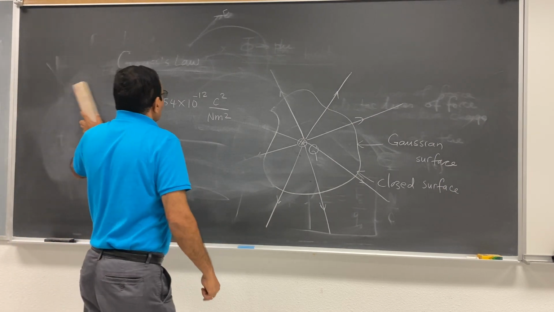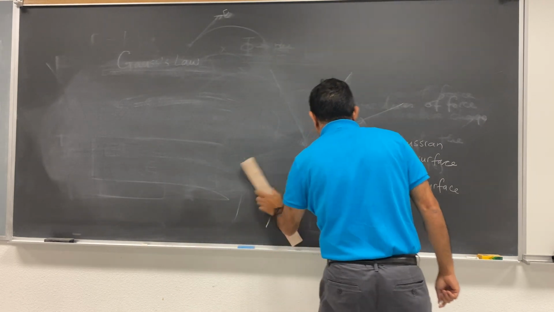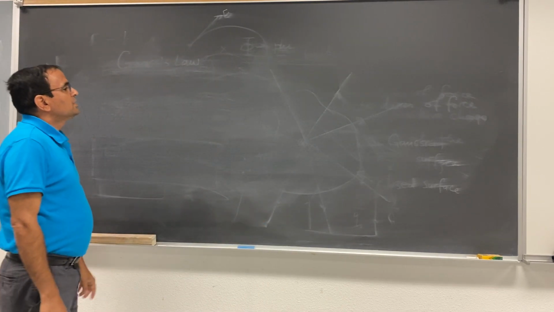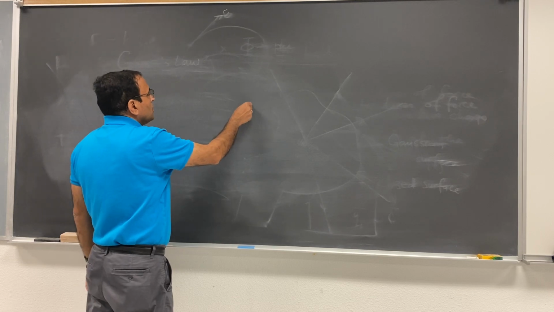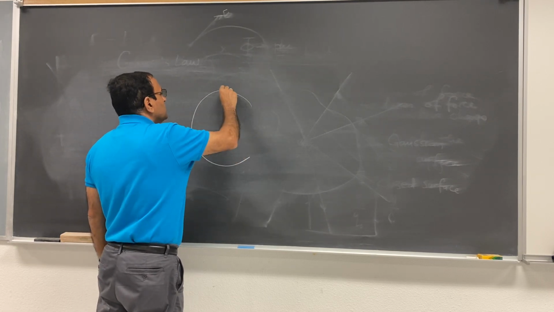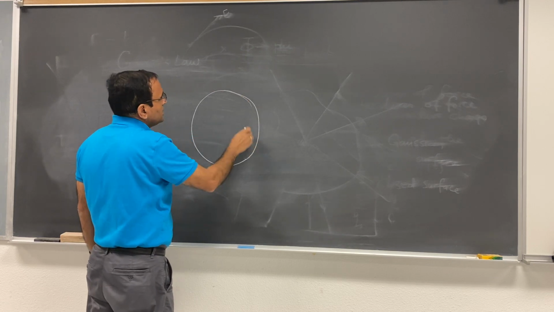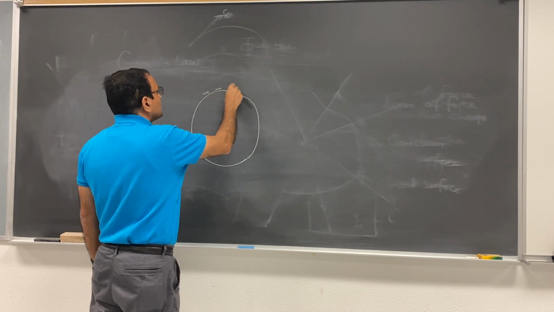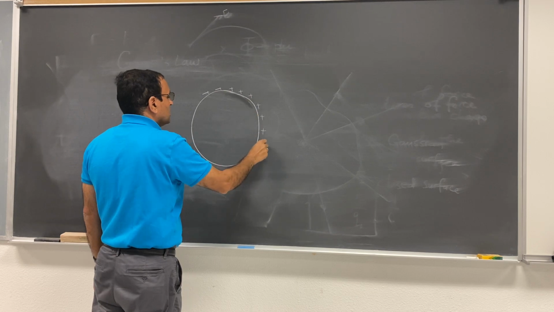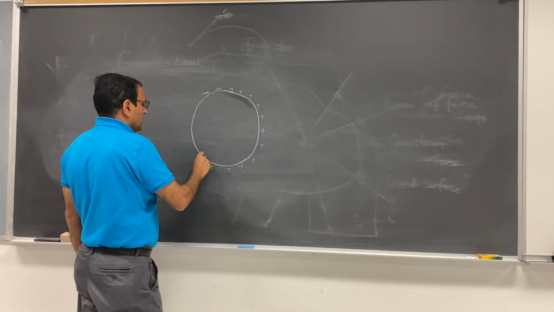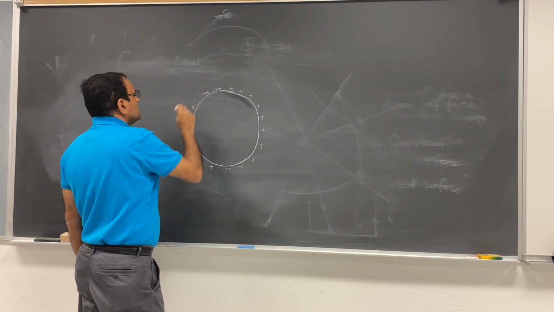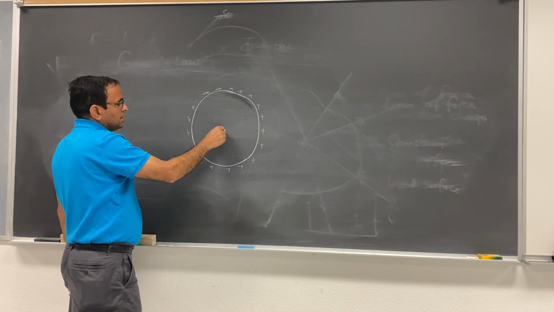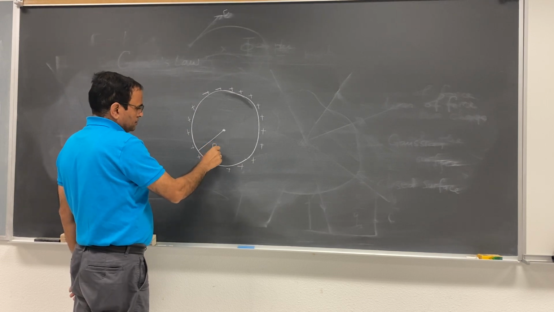Now let us apply this law. Let us suppose you have a solid sphere like this, and this solid sphere has a charge. Let's say this is a positive charge. Consider the center is here, and the radius of this sphere is, let me call it, R0.